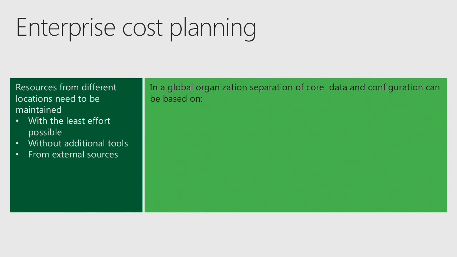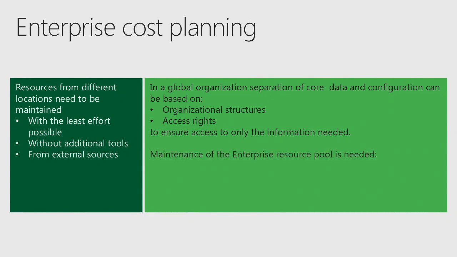So we thought about what could be used for these different users, different user groups to separate the core data and the configuration. And you know about what Project Server can do there. So we do have organizational structures. We do have an RBS where we can really separate access to resources. We also do have access rights where people might see things. And we make sure that they only see the information needed. It's more a security thing.